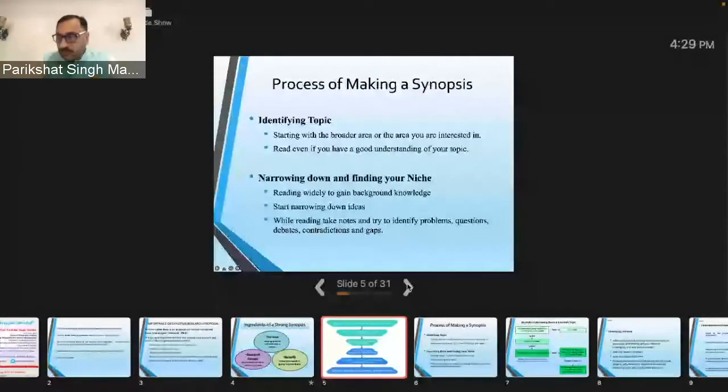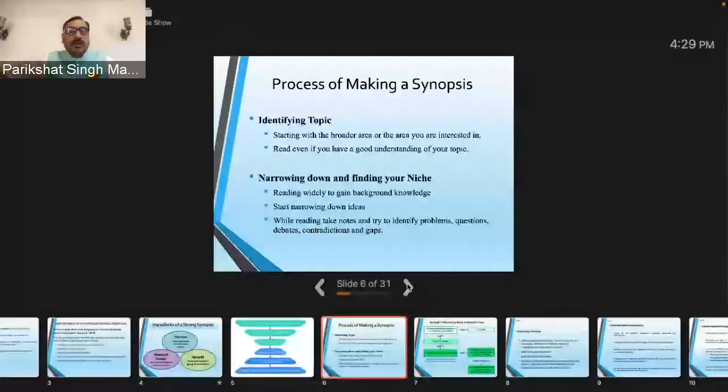So now I come to the process of making a synopsis. How do we make a synopsis? And how do we build them up? Process of identifying a topic. The first aspect is that we try to identify a topic. So try to work with starting a broad area or the area that you are in.